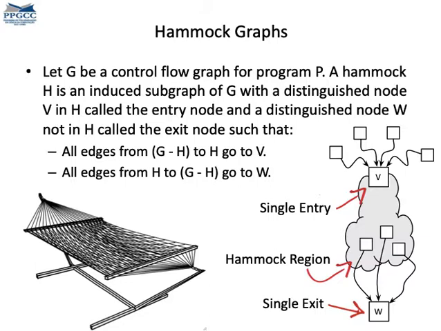They contain a node V and a node W, so that every path reaching some node in the Hammock graph must pass through V. That's the single entry, the node V. And every path leaving the Hammock graph must go through W. That's the single exit node. Notice that in the Hammock region, we may have cycles, but not necessarily.